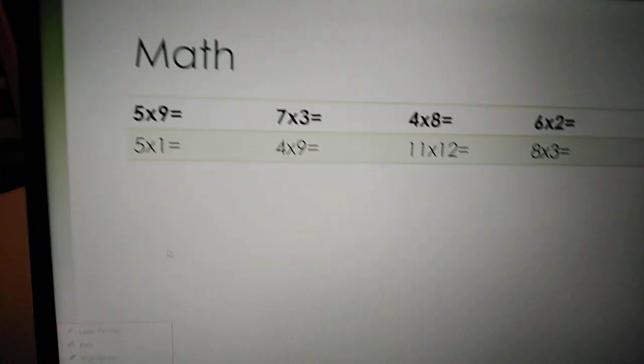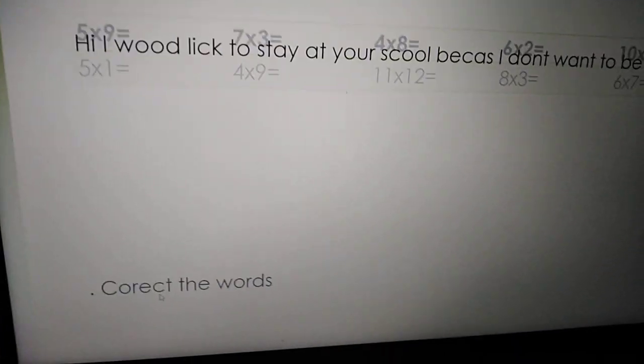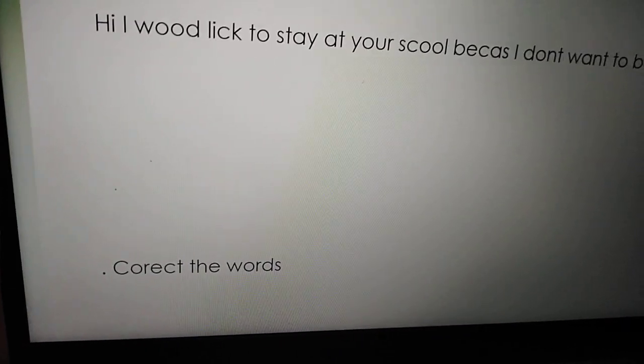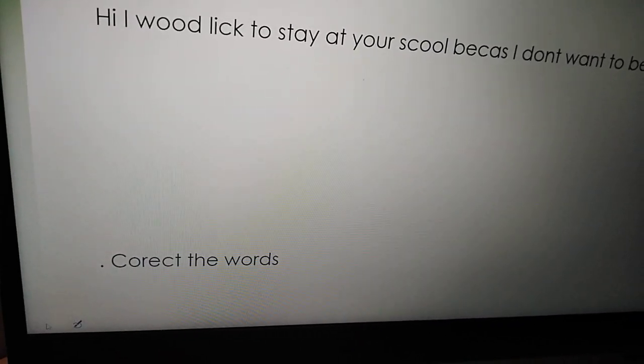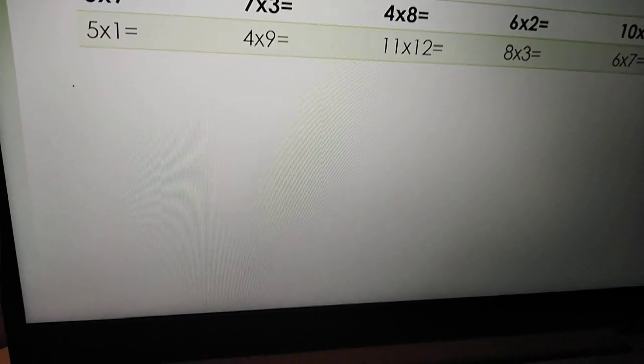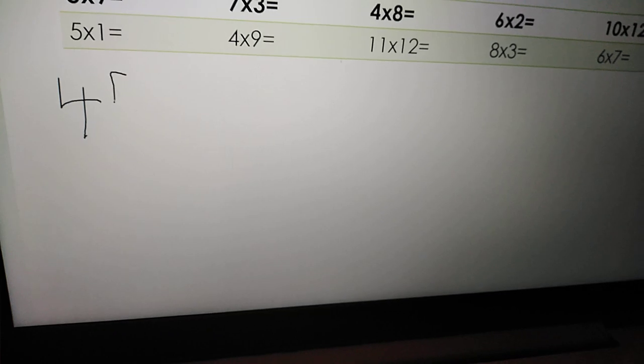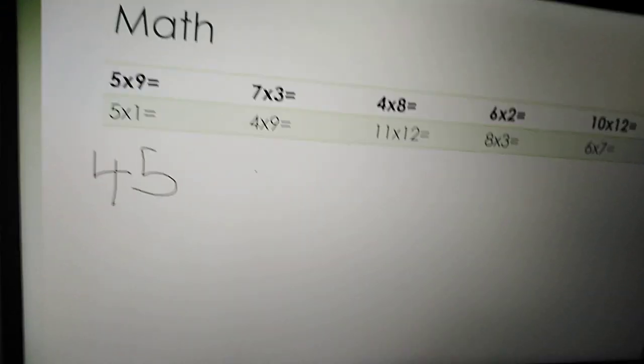So, is it 45? Yes, 45. Let me just get on the color. 5, 10, 15, 20, 25, 30, 45. Okay, next.